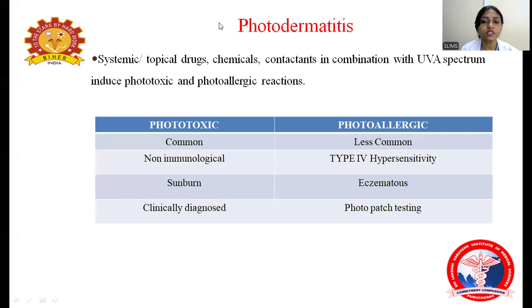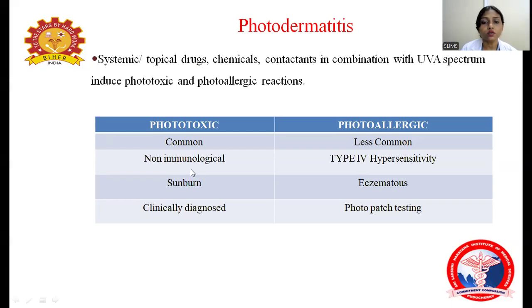Now let us see a few points about phototoxic and photoallergic reactions. There are some drugs which can be either topical or systemic, some chemicals and some allergens. When they combine with the UVA spectrum, they produce phototoxic and photoallergic reactions. The phototoxic reactions are very common, whereas photoallergic reactions are less common. Phototoxic reactions are non-immunological, whereas photoallergic reactions involve a type 4 hypersensitivity.